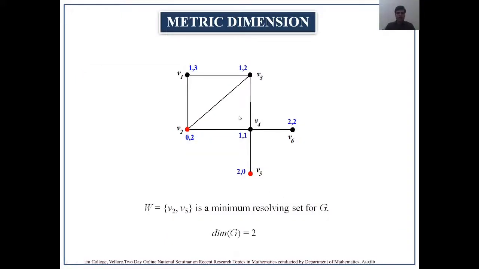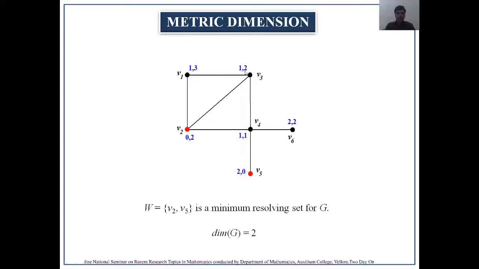Again, I take the same graph. We have already discussed that these three vertices v3, v4 and v5 gave us a resolving set. That resolving set has three vertices. Now let me check, is there any possibility to reduce the number of vertices in this set. Now I am taking in the set W two vertices, one is v2 and another one is v5. Now I am finding the representation for each vertex. I have mentioned the representation in each vertex place.